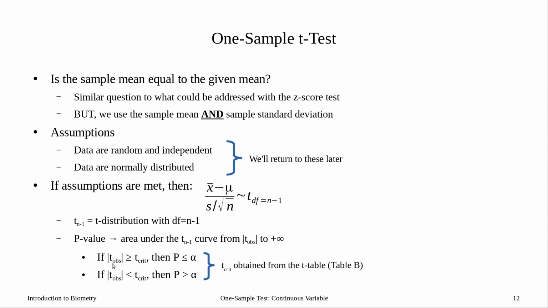If the absolute value of our t observed value is greater than or equal to the critical value, then we know that the probability, our p-value, will be less than or equal to our alpha level that we set. It'll typically be 0.05. If the absolute value is less than the t critical, then we know our p-value is going to be greater than that 0.05 value.